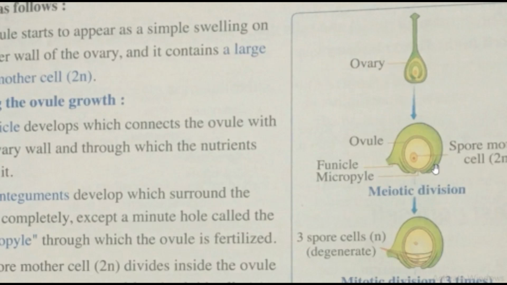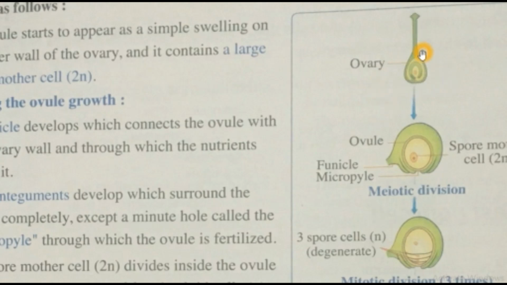Now we're going to study how the ovule is formed. Sometimes the ovary consists of one ovule like this one, and sometimes it consists of more than one ovule. So I'm going to put the picture in front of you after this.